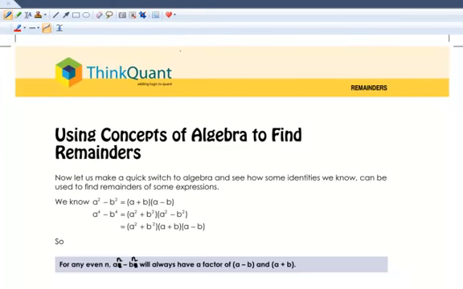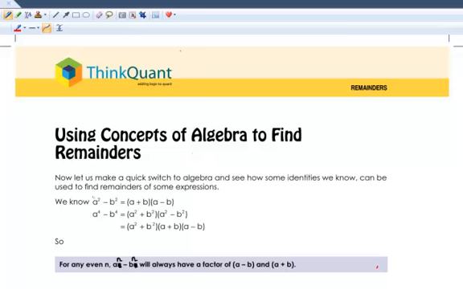So now moving to the last section of this chapter on remainders, we'll see how we can use some of the concepts of algebra, basically some of the identities that we have learned in algebra to find the remainders of some expressions. We will see how we can use these identities and say if a particular expression is divisible by a number or not, or we can say if it is not divisible by a number.